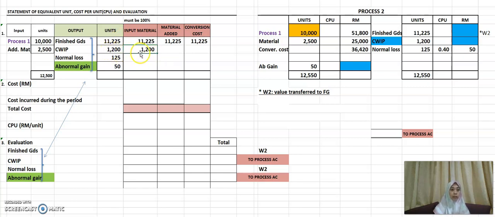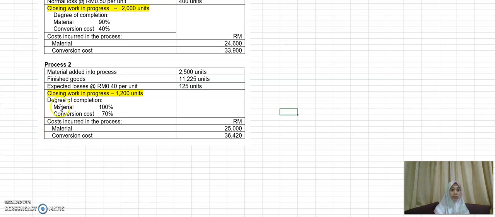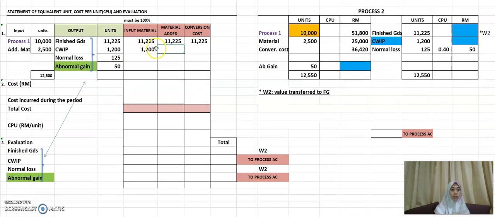100% times 1,200 gives you 1,200. And then for your material added and conversion cost, look at the question. Your conversion cost is 70% and your material is 100%. So you will have this material added and the conversion cost. And then the normal loss, all your normal loss is 100% complete, so that will be 125.